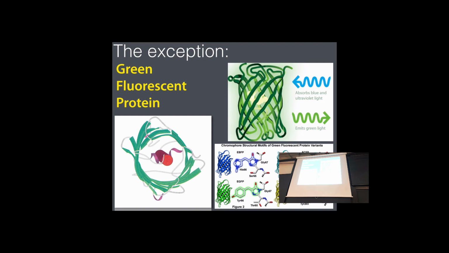So this is GFP. It has a little cute name because it's so much used, green fluorescent protein. And basically, this is the shape that it has. So it's a beta barrel with a helix in the middle.